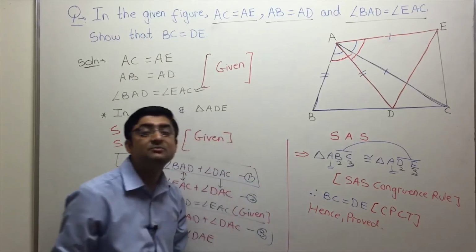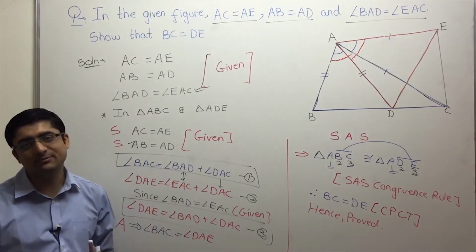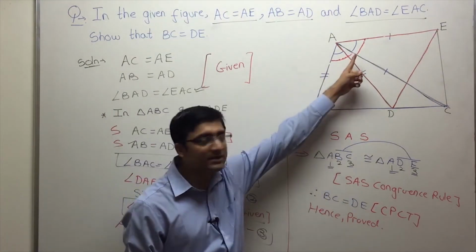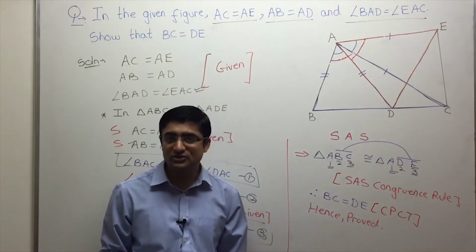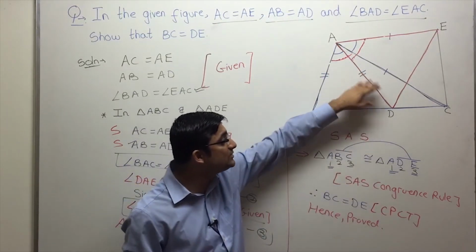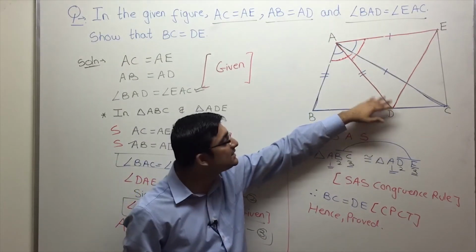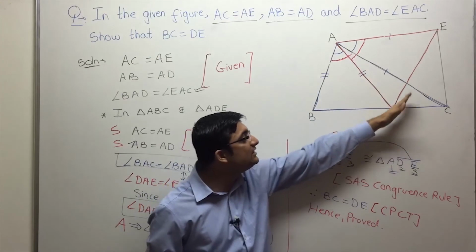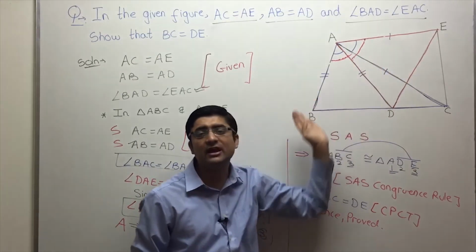So as you can see, it was a pretty easy question, right? So don't get confused by the figure. Just go step by step. The first step is mark what is given to you. Now we have to show BC is equal to DE. The only way we can show that is if I show triangles which have them as the sides to be congruent. So identify a triangle which has BC as a side, triangle ABC. Identify a triangle with DE as a side, triangle ADE. Now I want to show these two triangles as congruent.